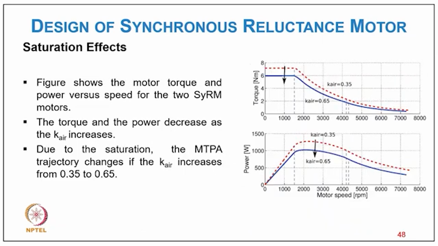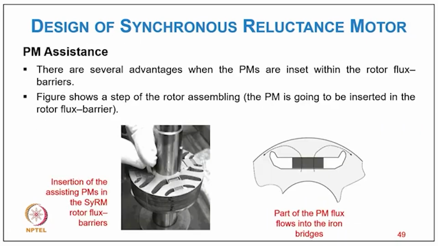Now the figure shows the motor torque and power versus speed of the two synchronous reluctance motors. The torque and the power decrease as Kr increases, and due to the saturation the characteristic actually changes if Kr increases from 0.35 to 0.65.